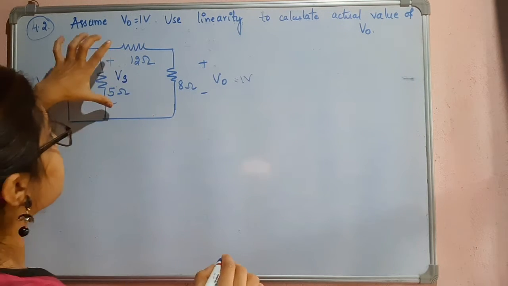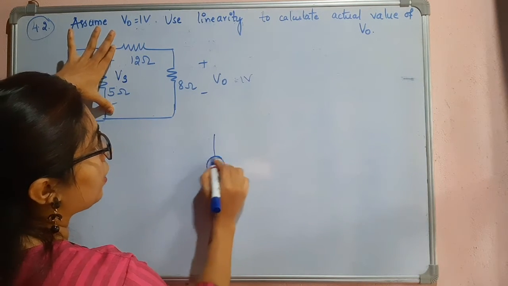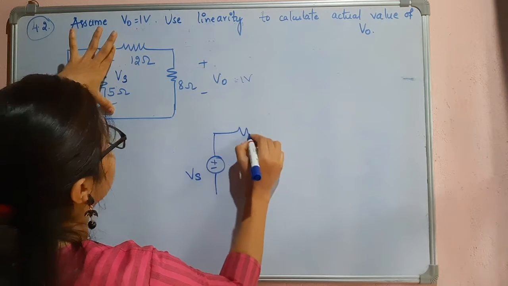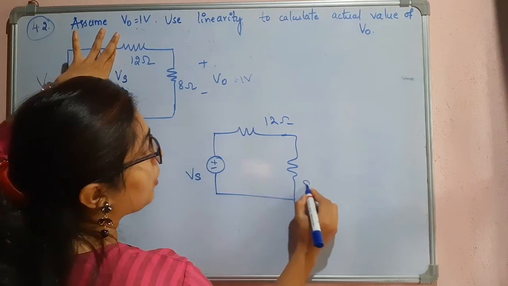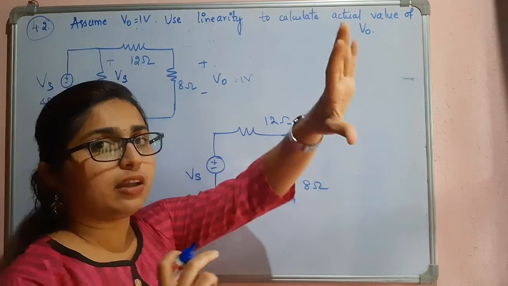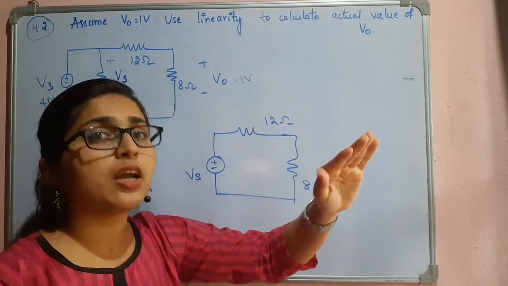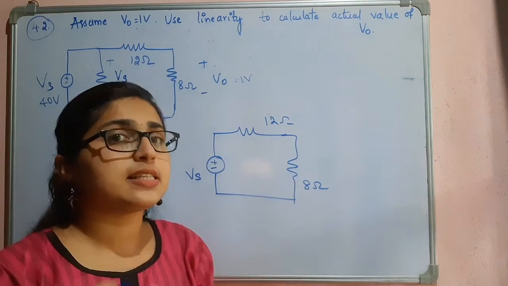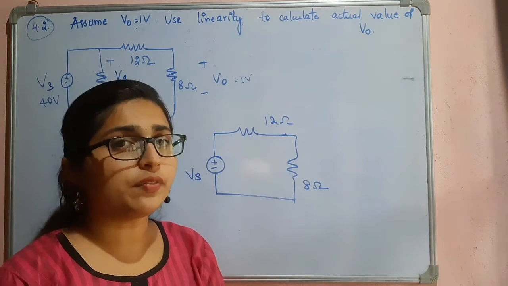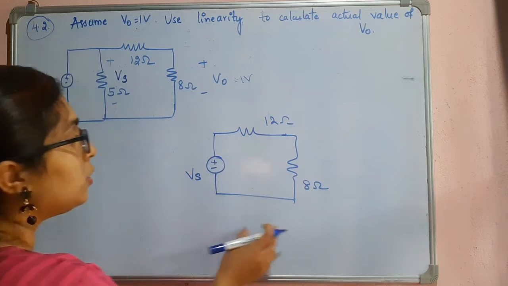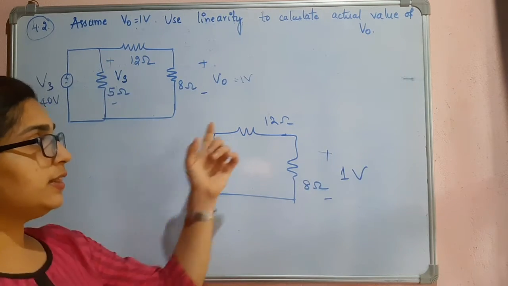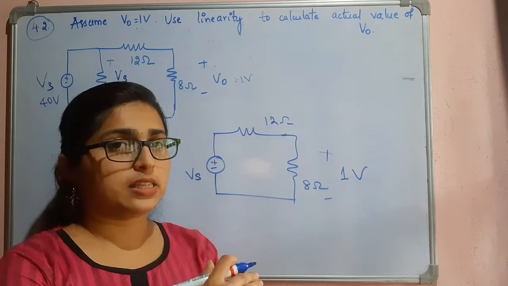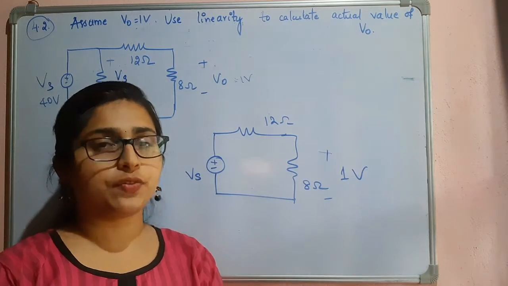Now we can see it is somewhat like this: Vs, and then you have a resistance 12 ohm and here you have a resistance 8 ohm, because the resistance in parallel with the voltage source has no effect, and if the resistance is in series with the current source, then also we can ignore it. So here this is 1 volt, right? These two resistances are in series, so now I can apply the voltage divider rule.